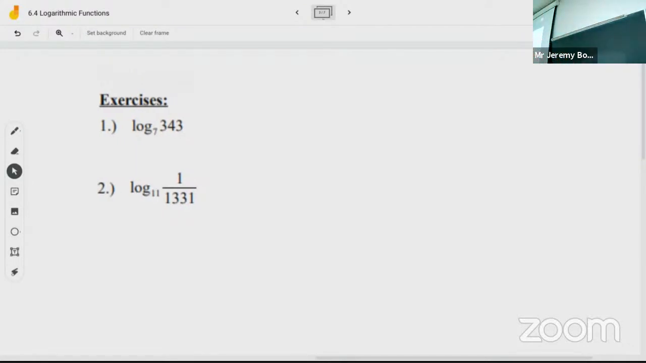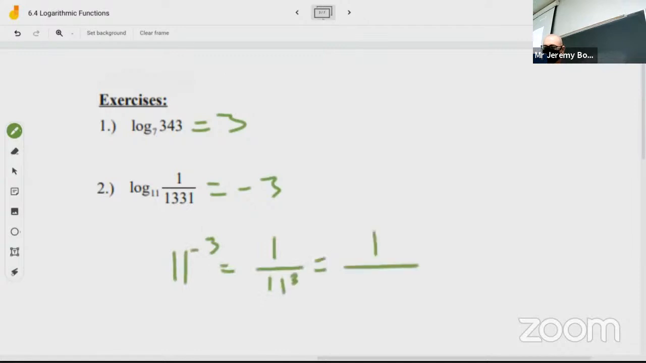So what did I get for log base 7 of 343? 3. We need to raise 7 to the 3rd power to get 343. The log base 7 of 343 will be 3. And what did I get for log base 11 of 1 over 1,331? That was negative 3, because if you raise 11 to the negative 3rd power, you flip it over and it's 1 over 11 to the 3rd, which is 1 over 1,331.